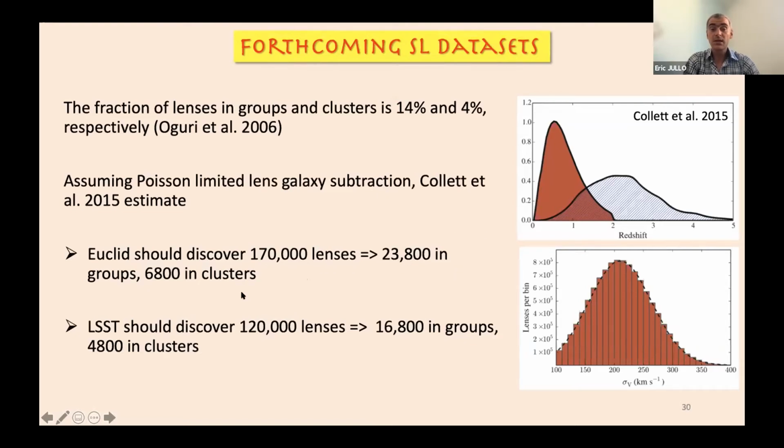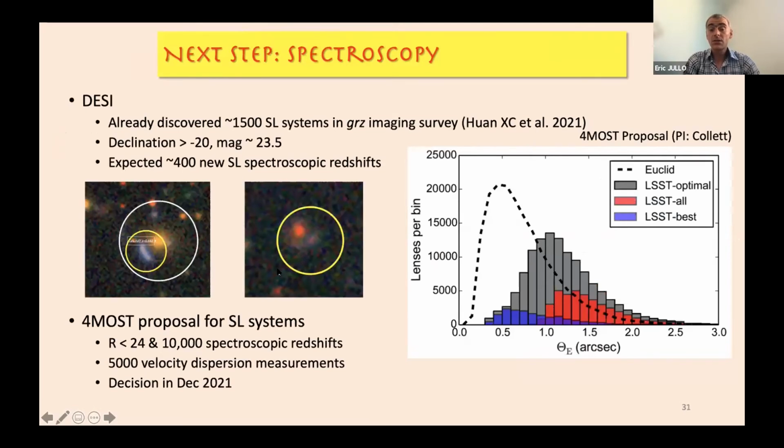In Collett et al., it was expected to find 170,000 lenses in Euclid and 120,000 in LSST. In DESI, right now, we are already able to observe some spectroscopy from some arcs. We expect to find about 400 spectroscopic redshifts for multiple images. And there is the big ForeMost proposal, which is expecting to find 10,000 spectroscopic redshifts, but we will know the decision of the TAC only by December 2021.